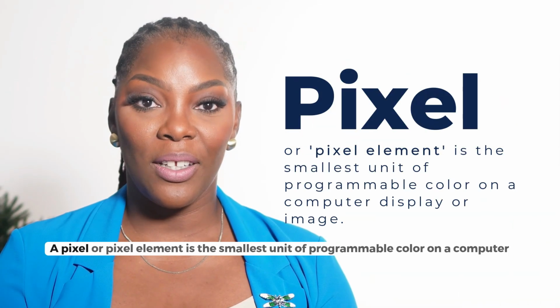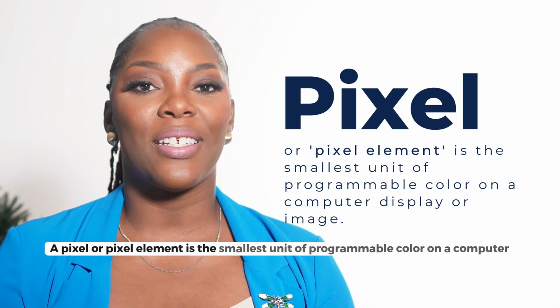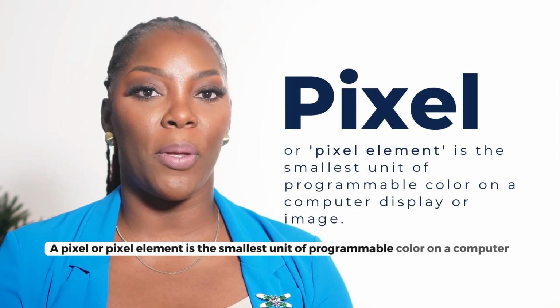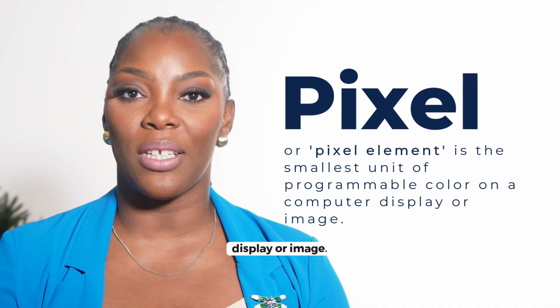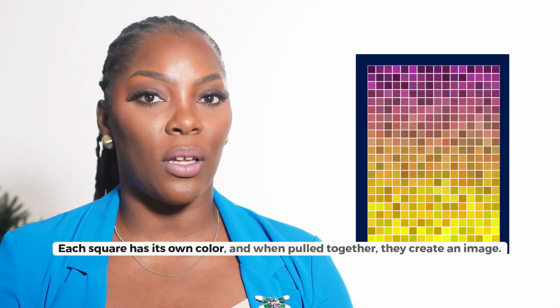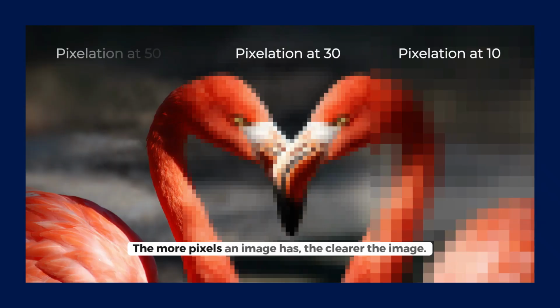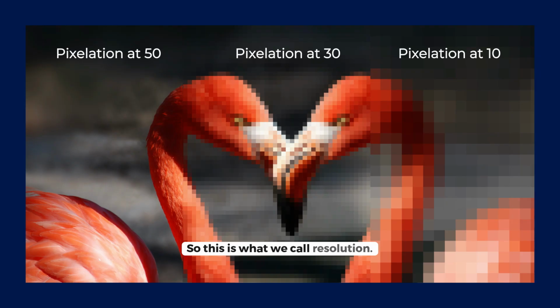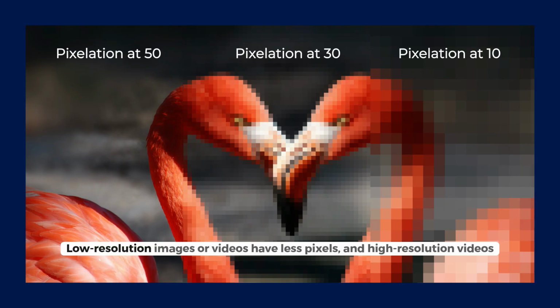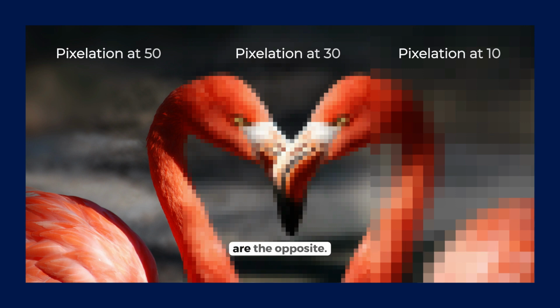A pixel or pixel element is the smallest unit of programmable color on a computer display or image. It is a square of color. Each square has its own color, and when pulled together, they create an image. The more pixels an image has, the clearer the image. So this is what we call resolution. Low-resolution images or videos have fewer pixels, and high-resolution videos are the opposite.